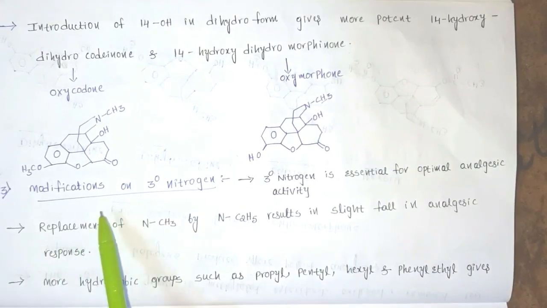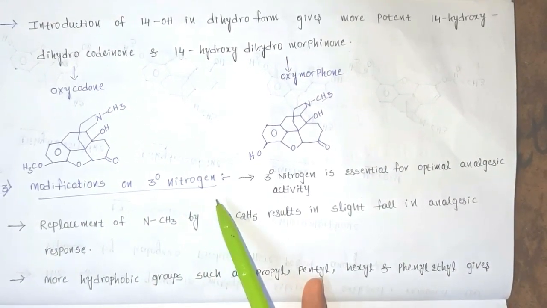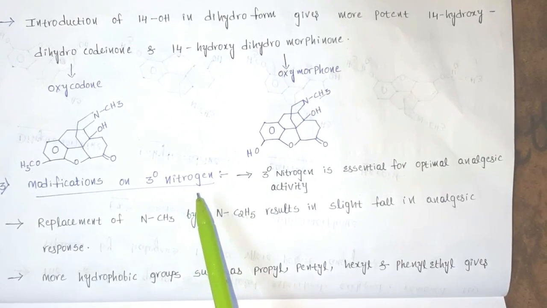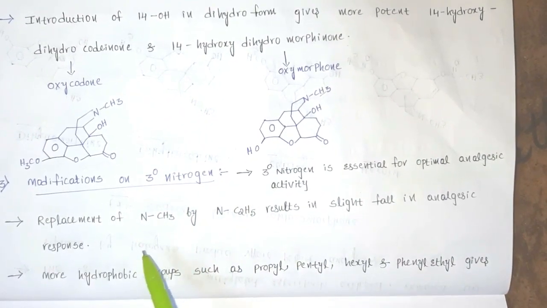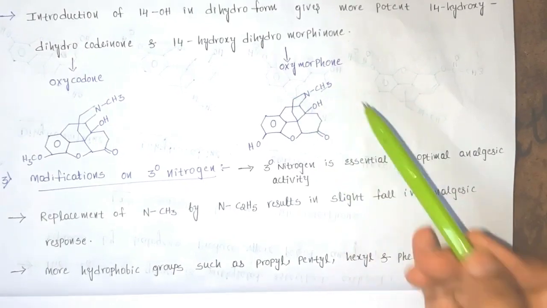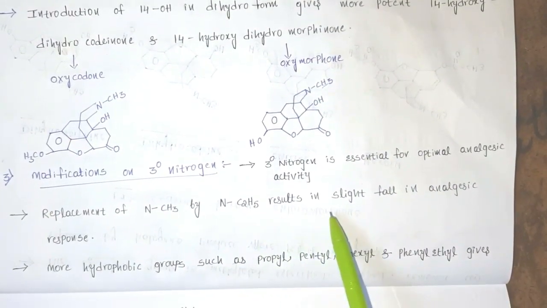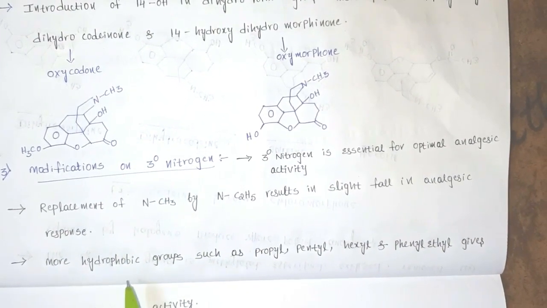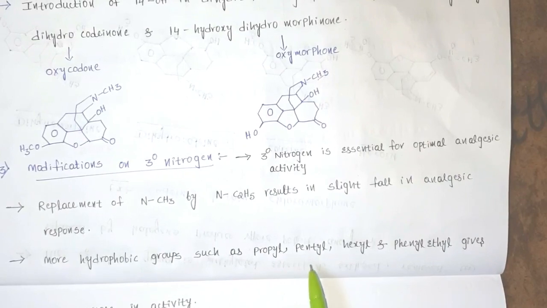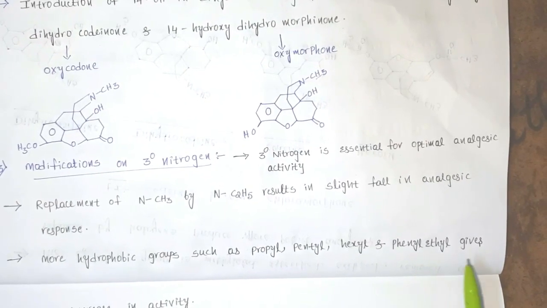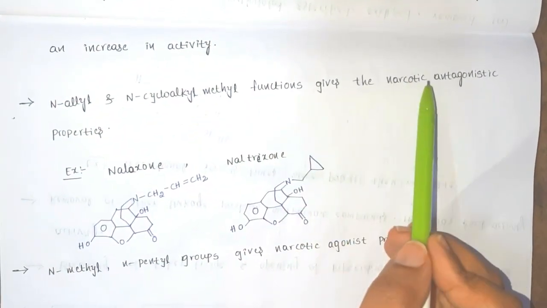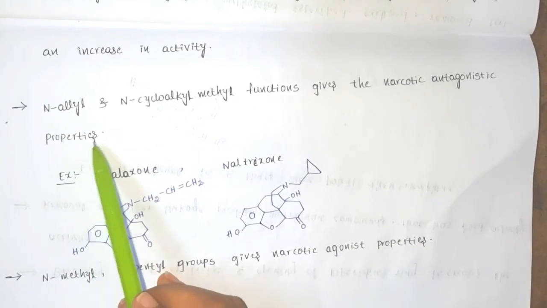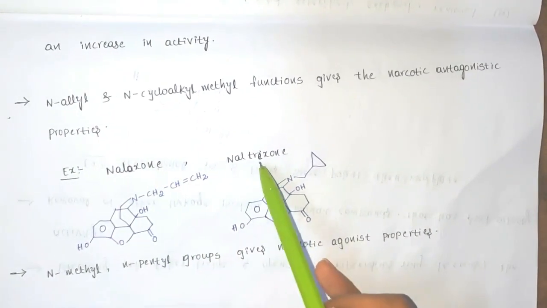Next, modification on the tertiary nitrogen. The tertiary nitrogen is essential for optimum activity. Replacement of NCH3 by NC2H5 results in a slight fall in analgesic response. More hydrophobic groups such as propyl, pentyl, hexyl and phenylethyl give an increase in activity. N-allyl and N-cyclopropylmethyl functions give narcotic antagonistic properties, for example naloxone and naltrexone.